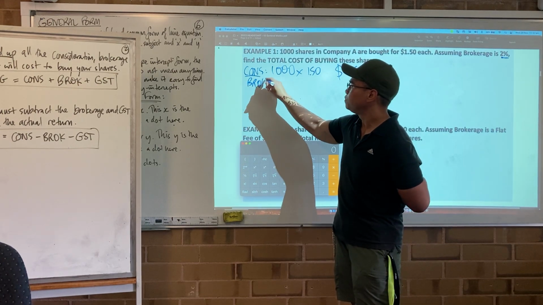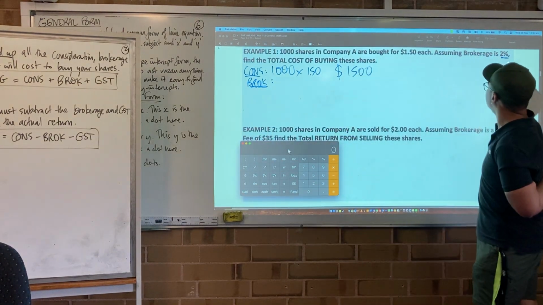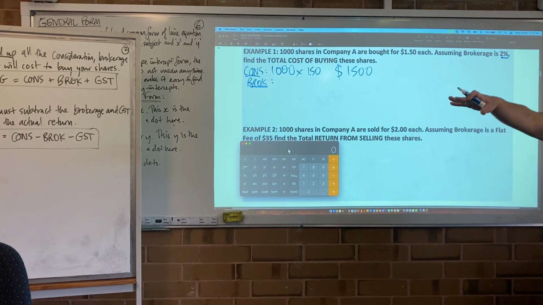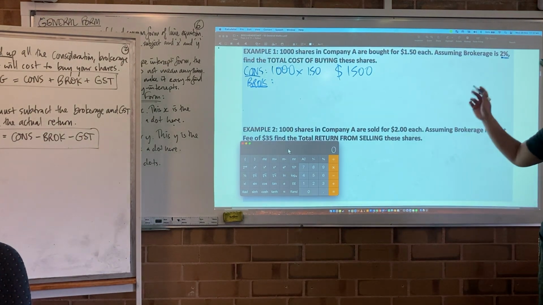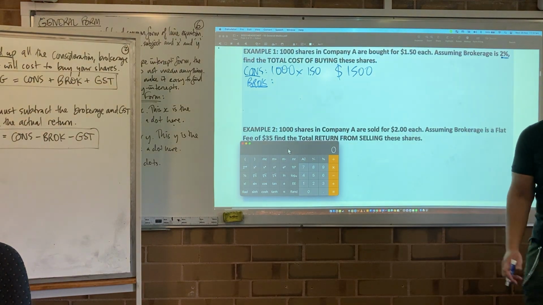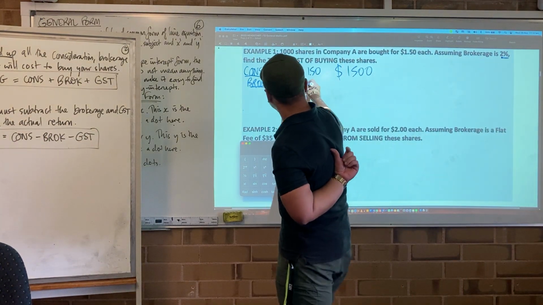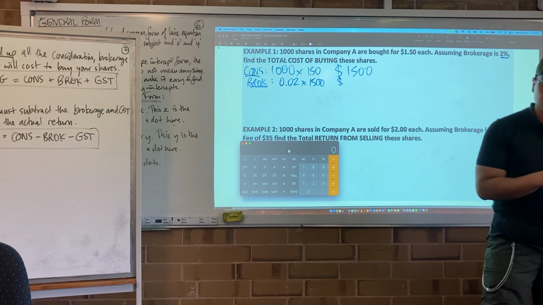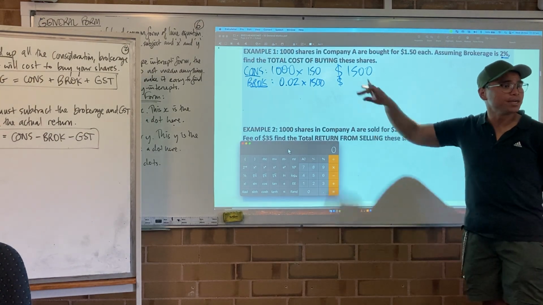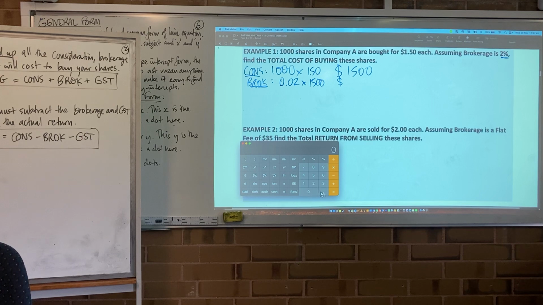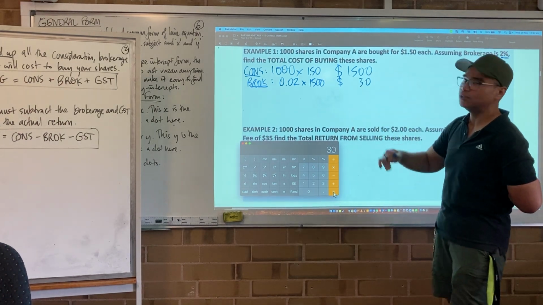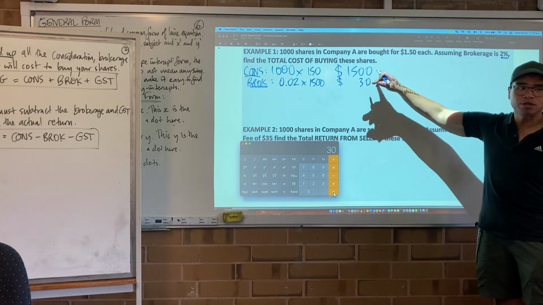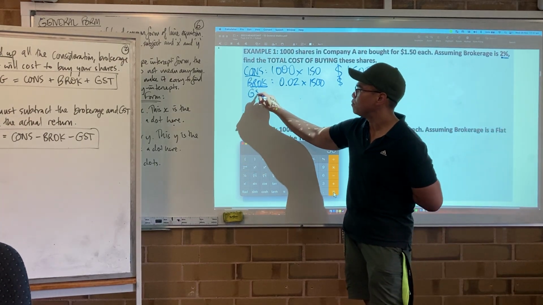Brokerage. Brokerage is 2%. So I need to do that weird decimal stuff that I was going on about. What's 2% as a decimal? Yes, I need to find 0.02 of 1500 because this broker, whoever it is, is charging a percentage of whatever I'm trying to buy. So I need a calculator for that. 0.02 times by 1500. So I need to pay a guy or an app $30 to buy these $1,500 worth of shares. And then GST.